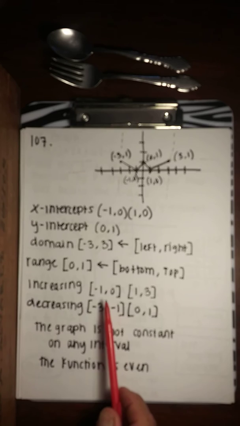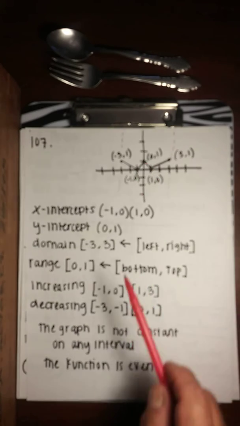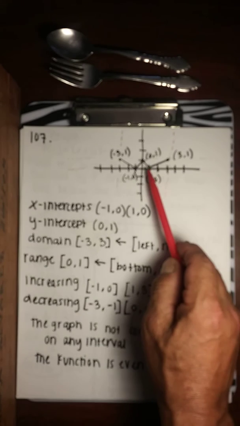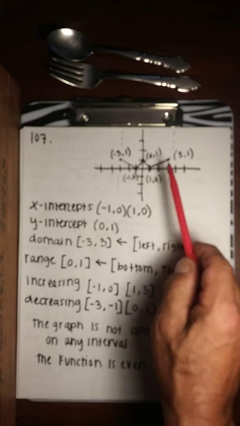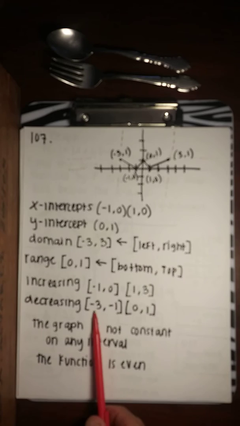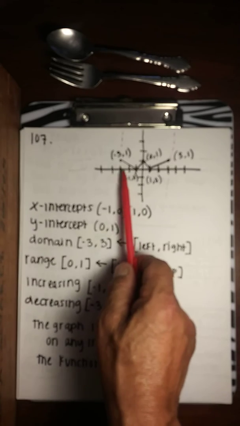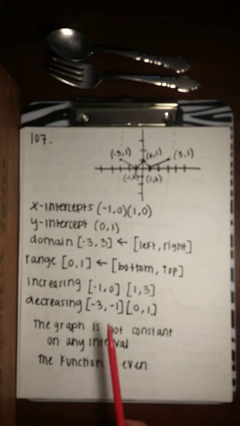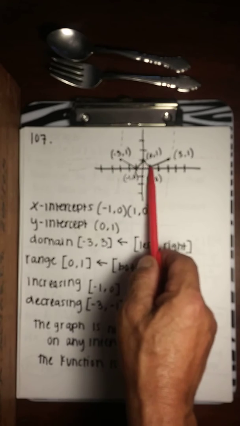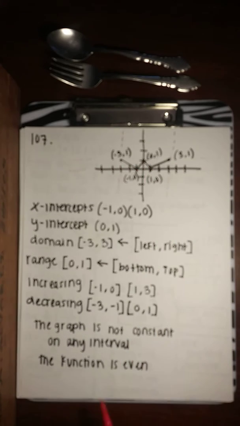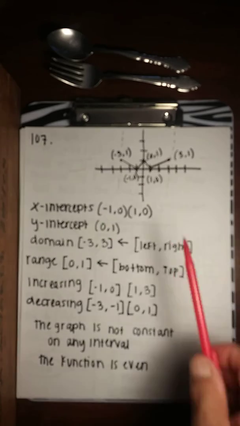Increasing from negative 1 to 0. From negative 1 to 0, is it increasing? Yeah, it's going up. And from 1 to 3, it's going up. And decreasing from negative 3 to negative 1. From negative 3 to negative 1, it's going down. Yep. And from 0 to 1, it's going down. So it's going down, up. The graph is not constant in interval, and also it's even around the y-axis right there.